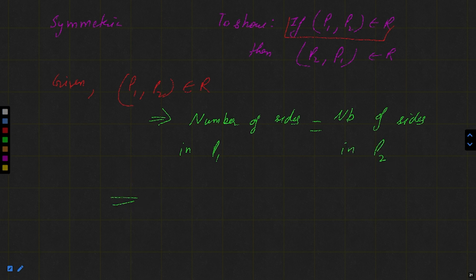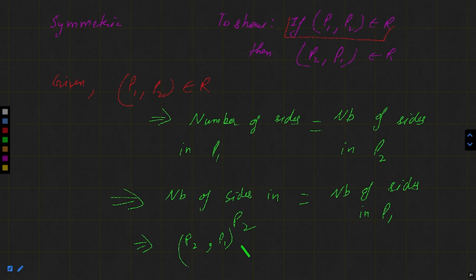This means the number of sides in P2 is the same as, or equal to, the number of sides in polygon P1. And from this, we can say that (P2, P1) belongs to the relation R. So whenever you have this information, you will also have this. This means the relation is symmetric.